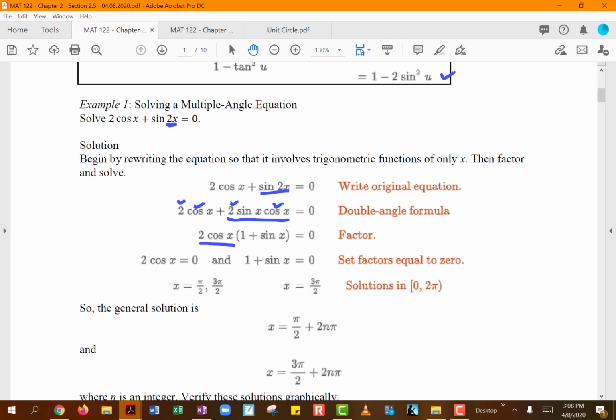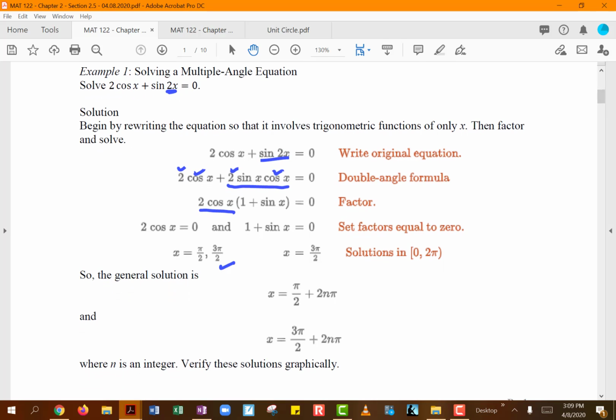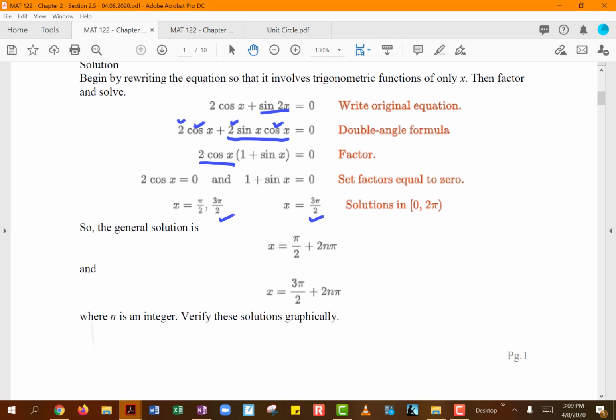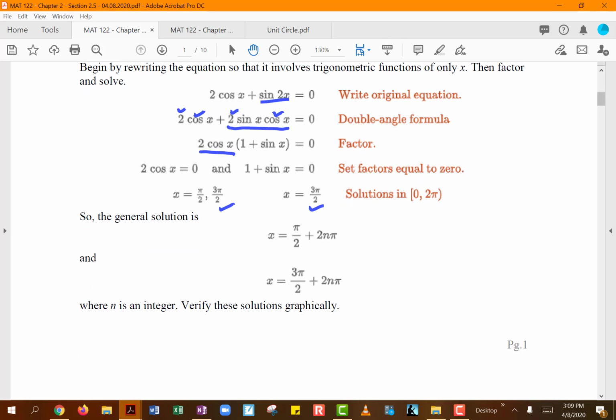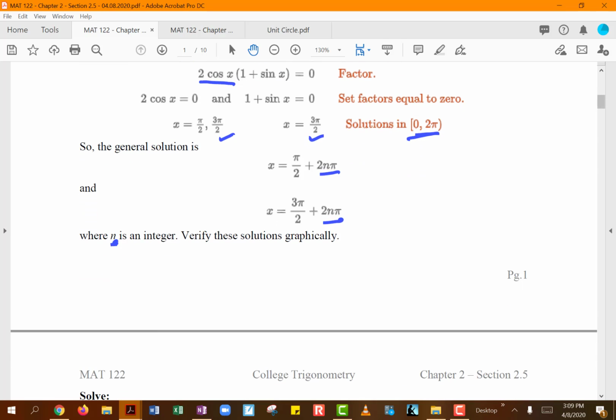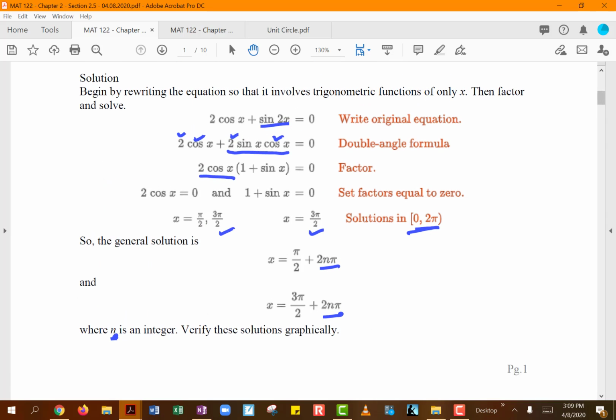Then you take each factor, set it equal to 0, and you can figure out what values of x you can come up with. And of course, this is specific to the interval 0 to 2 pi, but if we're going to do these as general solutions, then again, both cosine and sine functions have a period of 2 pi, so you add 2 pi n to your answers, where n would be your integer, right? So that's kind of the idea behind this example right over here.